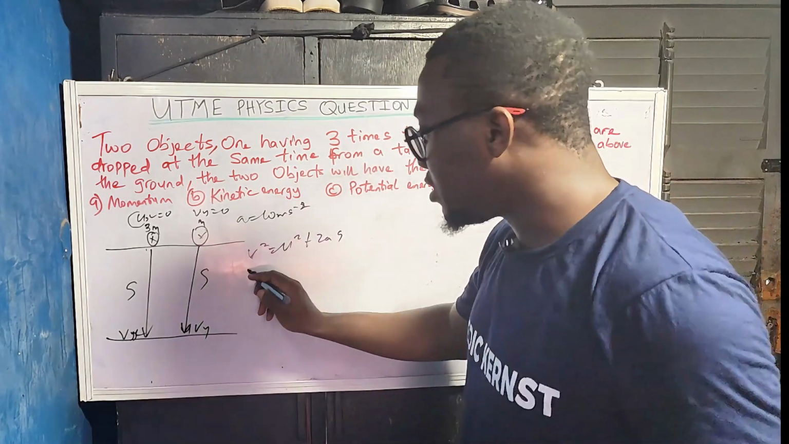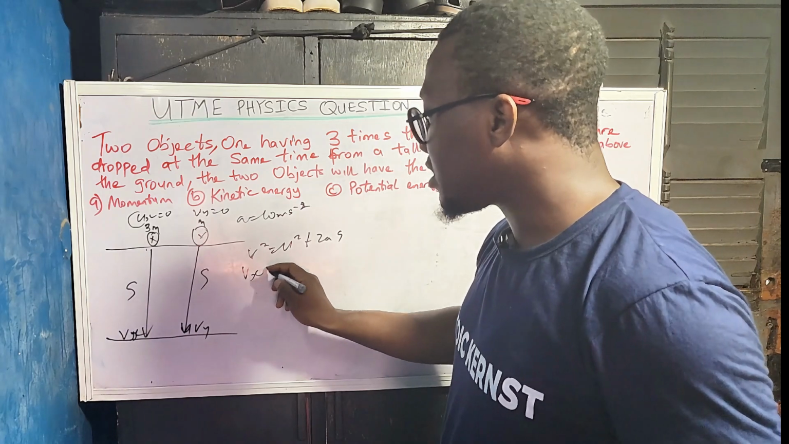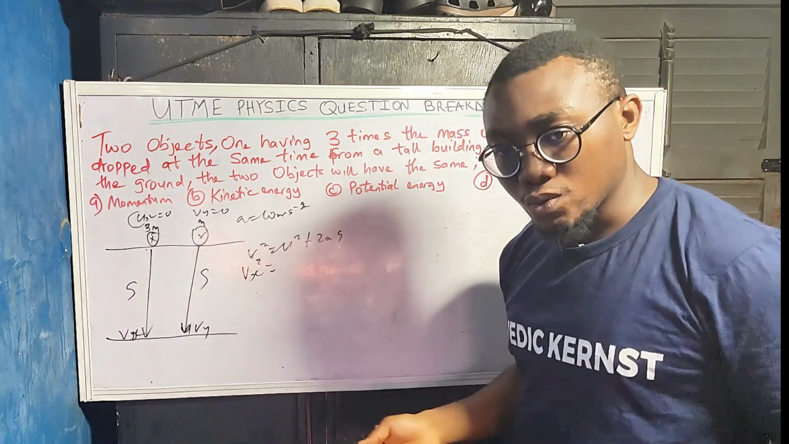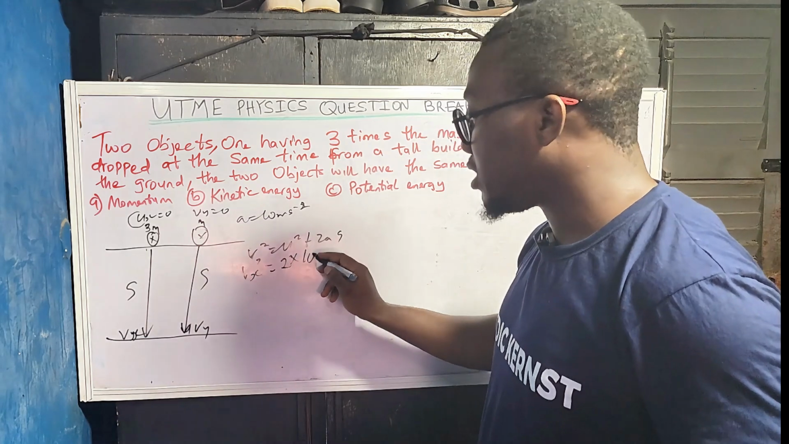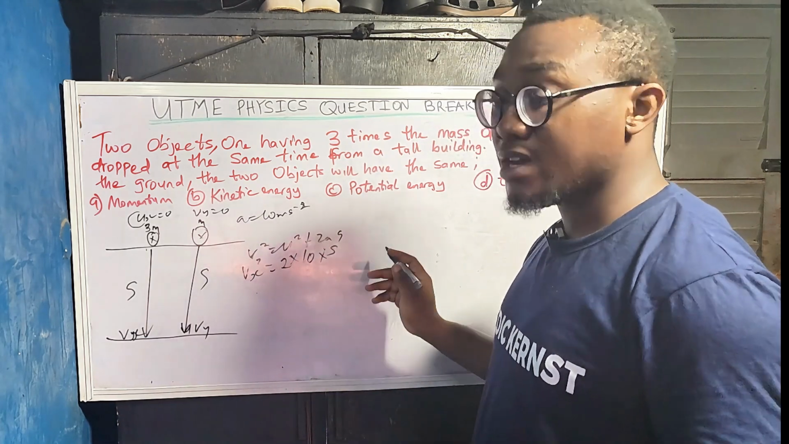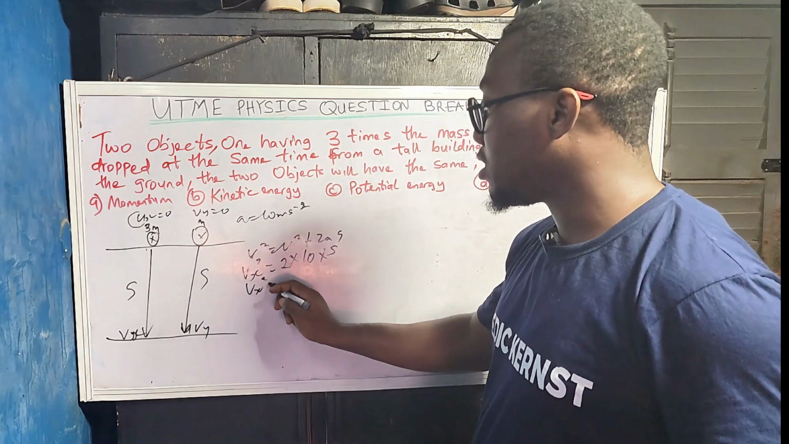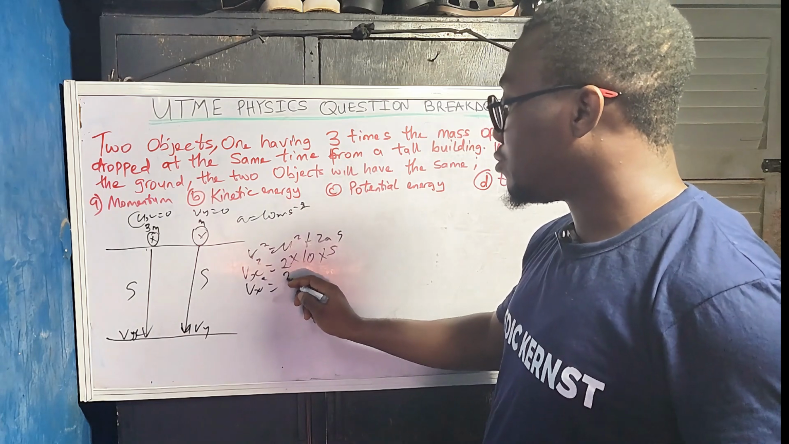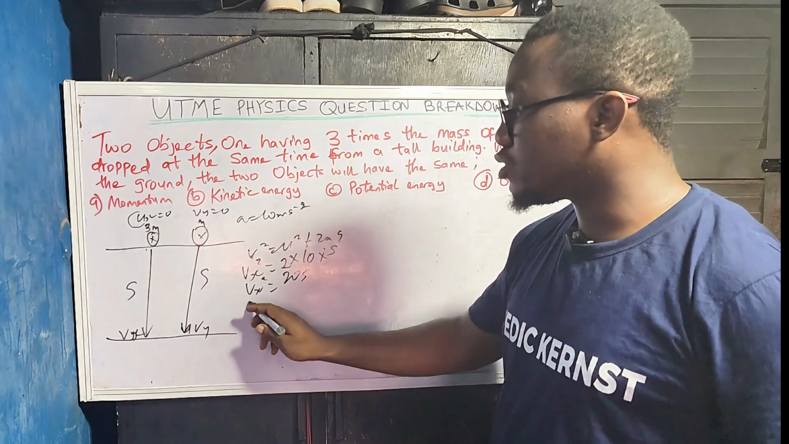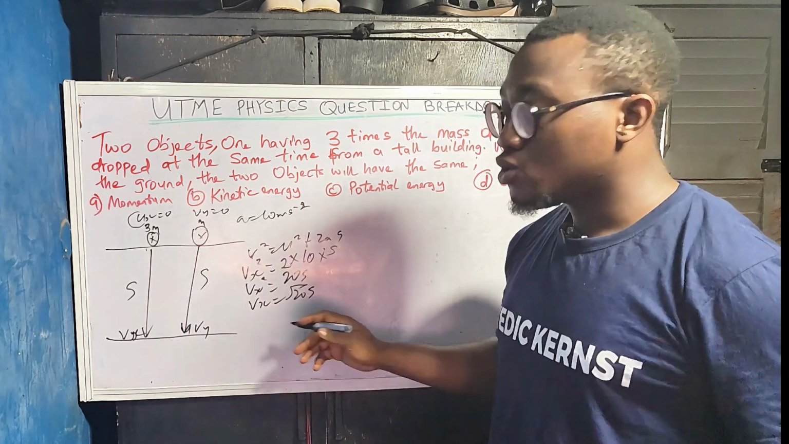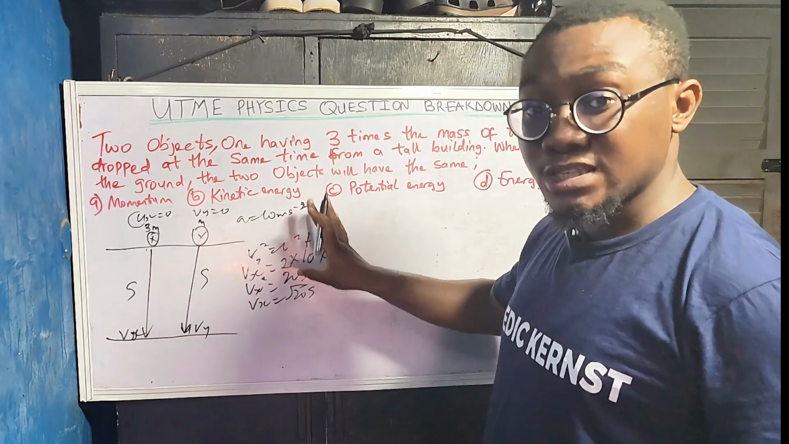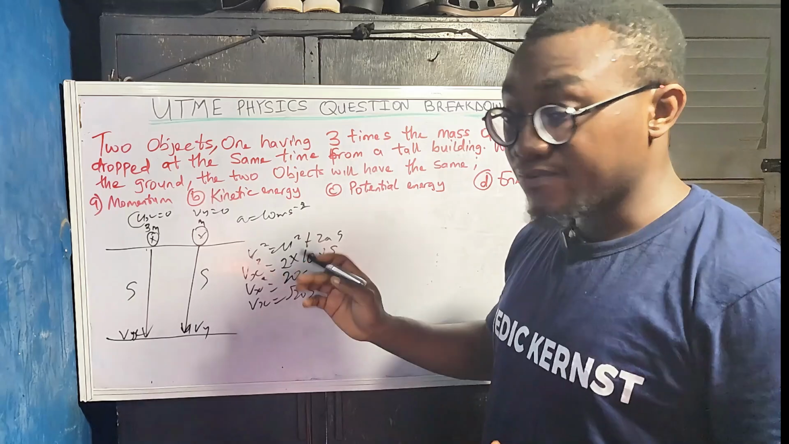So let's start with vx squared. You have u as 0, so you ignore that. Then times 2 times 10 times s. Let's leave s as that. So you have vx squared equals 20s, just not to waste your time. So vx equals the square root of 20s. It's basically the same process for vx and vy, but let's just do it.